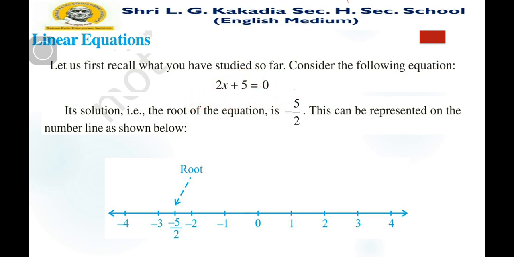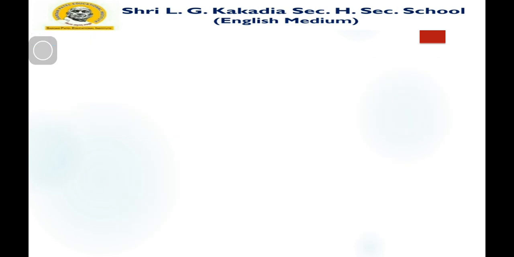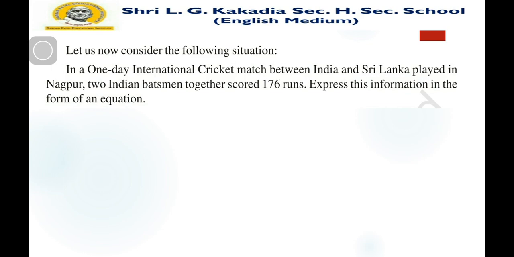Now just in this way we can find the solution of a linear equation in one variable. Now what about the linear equation in two variables that we are going to solve here? Let us now consider the following situation. In a one-day international cricket match between India and Sri Lanka played in Nagpur, two Indian batsmen together scored 176 runs.